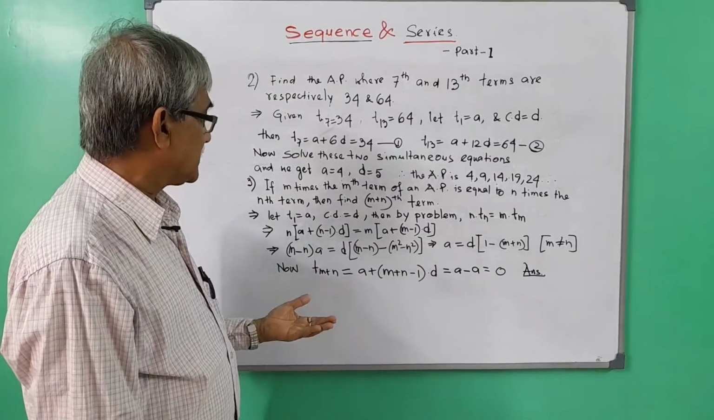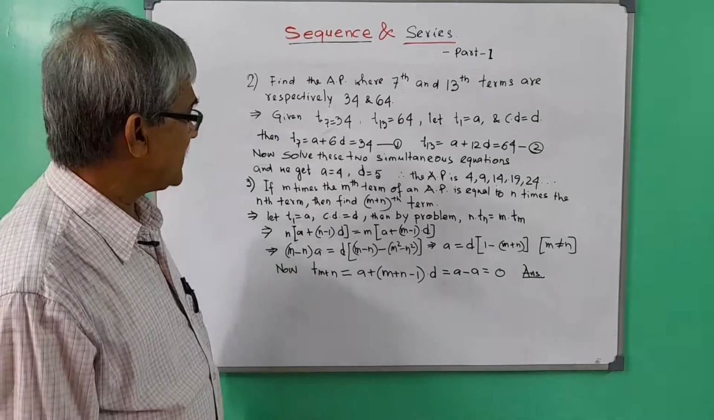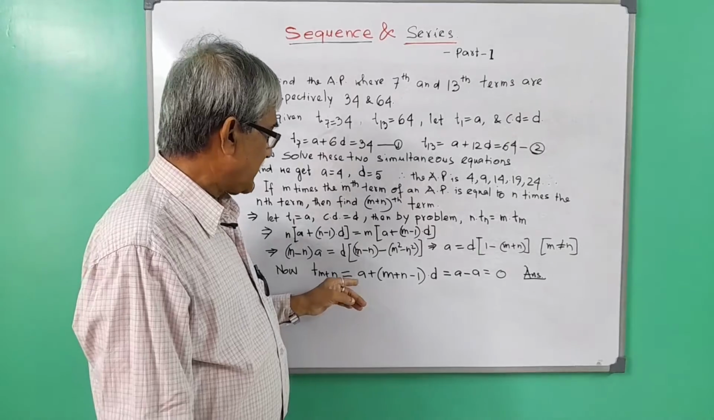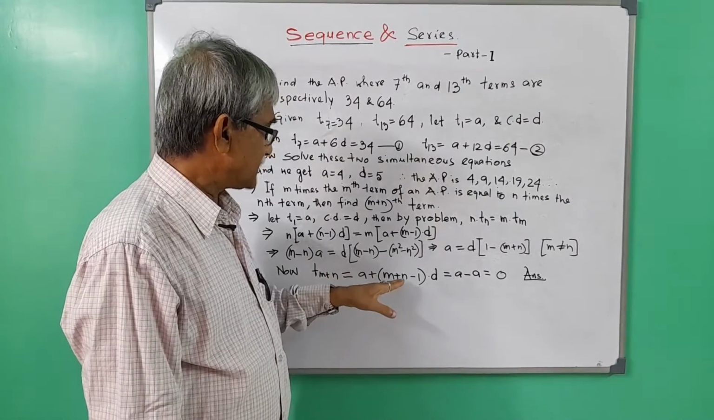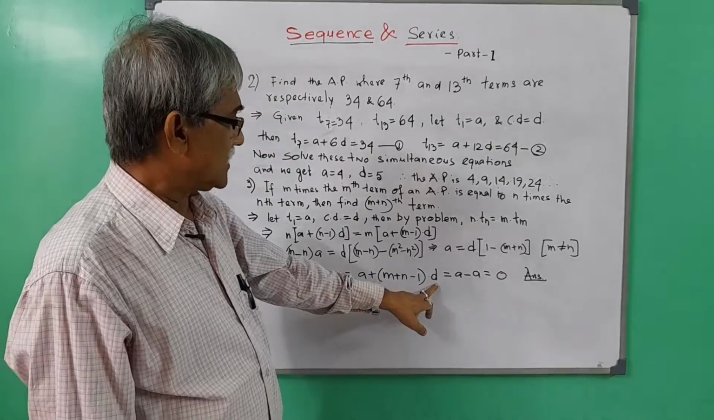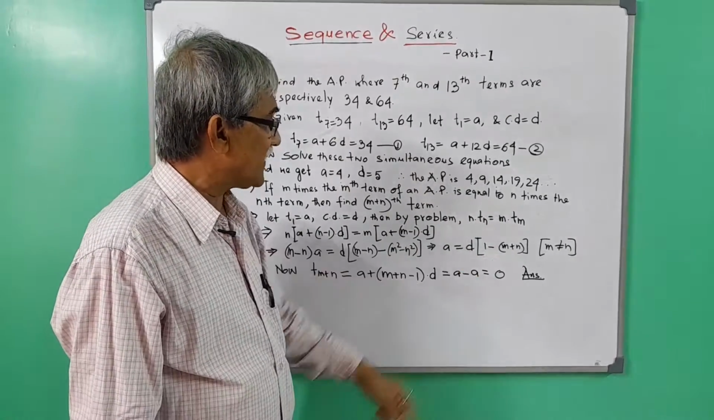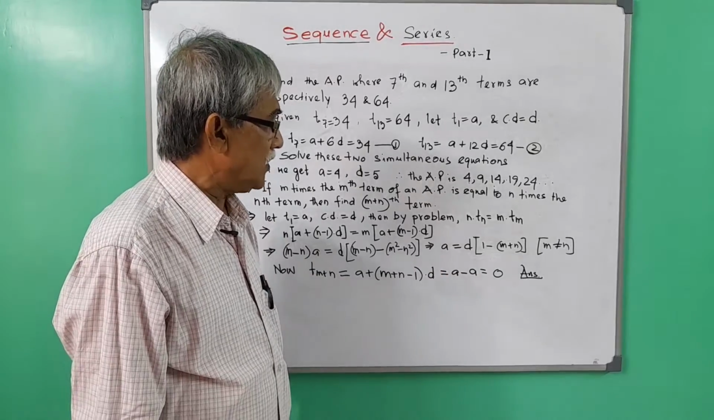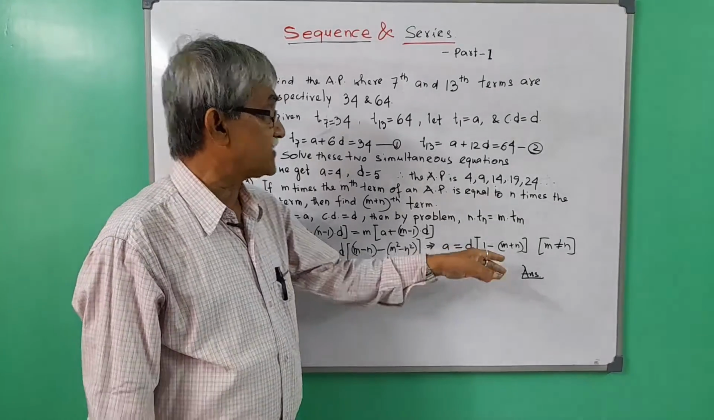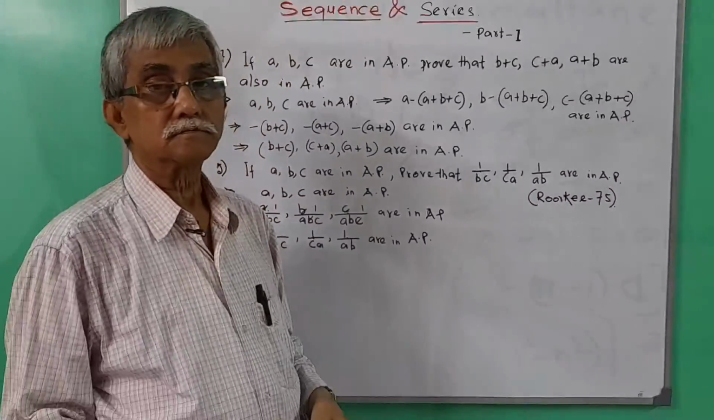Now what is asked? You are asked to find the (m plus n)th term, that is T(m plus n). And that becomes a plus (m plus n minus 1) whole into d. Okay, and this is your minus a. Therefore it becomes a minus a, and similarly it becomes 0. That is, the (m plus n)th term of the AP is 0.